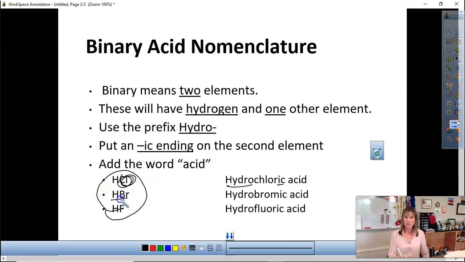So this one right here, it's a binary acid because it has two elements in it, hydrogen and one other element. Start by writing the prefix hydro. And since it's bromine, we won't put hydrobromine acid, it'll be hydrobromic acid. You knock off the ending and you add the IC suffix. HF here is a binary acid because it has two elements in it. Start out by writing hydro and then knock off the end of fluorine and use fluoric, IC, on the end. So this is hydrofluoric acid.